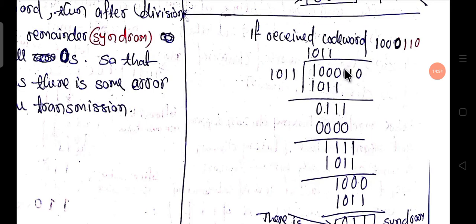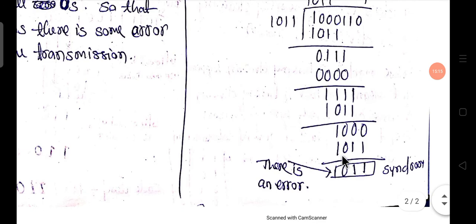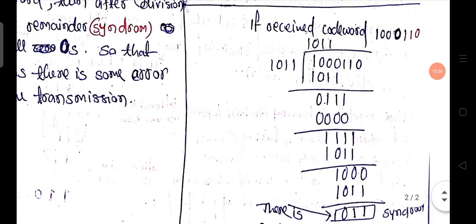Divide by 1 0 1 0, we XOR, that is 1 1, then the left-hand side is dropped, and the leftmost side is 0, so all zeros, and 1 1 1, and the next is dropped. Then 1 0 1 0 and 1 0 0 0, that is 1 0 1 0. Then you see the remainder is 0 1 1. So there is a non-zero remainder, which is called the syndrome, so we get to know that there is some error in our received data.